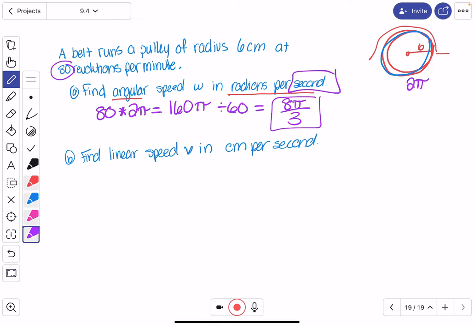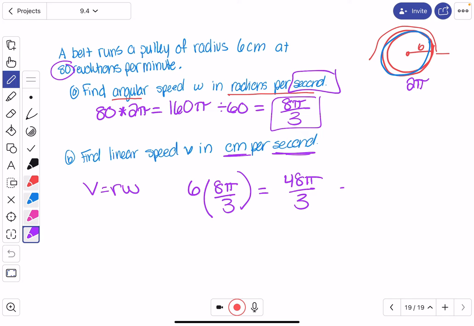Now we want linear speed in centimeters per second. So we know that's V. We're going to want to use the W because that's what we just found. And our radius is 6. So we have 6 times that 8 pi over 3 that we just found, which is 48 pi over 3, which is 16 pi. But if 16 pi doesn't mean much, if you actually type it out, that's about 50 centimeters per second.